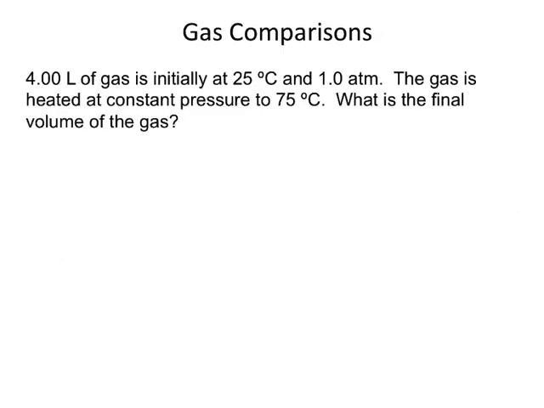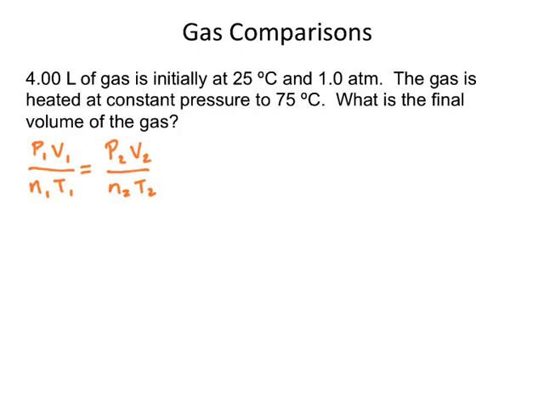So here's a different example. We have 4 liters of gas. It's initially at 25 Celsius and 1 atmosphere. And then this gas is heated at constant pressure to 75 degrees C. What's the final volume of the gas? Okay, so how do we go about this problem? The first thing we're going to do is write down this equation that the pressure times volume divided by number of moles times temperature for the before and the after cases are equal to each other.